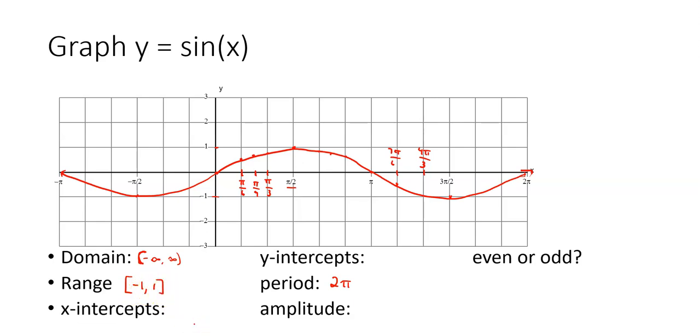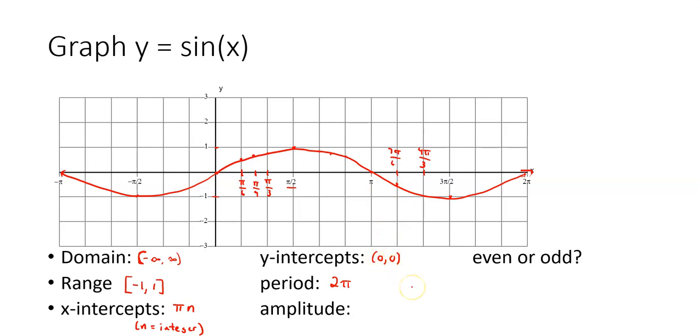The x-intercepts, well, there's a lot of them. There's pi, and then there's 2 pi, and then there's 3 pi, and there's 0, and there's negative pi. So maybe I can shorten that by saying that the intercepts are pi n, where n is an integer. All right, so it would be negative pi, it would be 0 pi, right? 0 is an integer. 1 pi, 2 pi, 3 pi, and so forth. All right, the y-intercepts. There's only one y-intercept. It happens at 0, 0.